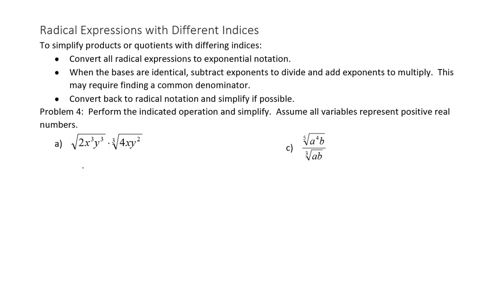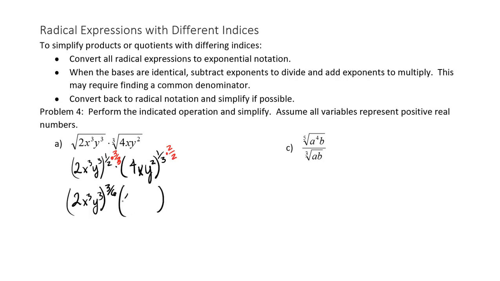We can rewrite this as 2x to the third y to the third all raised to the 1/2, multiplied by 4x y to the second, all raised to the 1/3. From here, we need to get a common denominator. So I'm going to multiply the first fractional exponent by 3/3 and the second one by 2/2. This will give me 2x to the third y to the third raised to the 3/6. The second grouping will be 4x y squared raised to the 2/6.